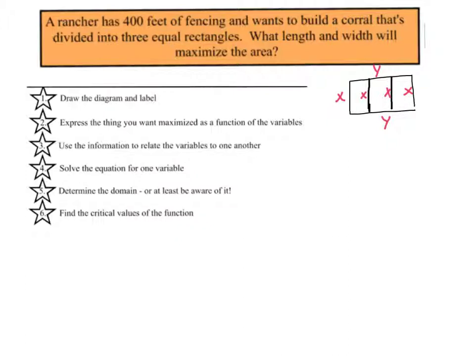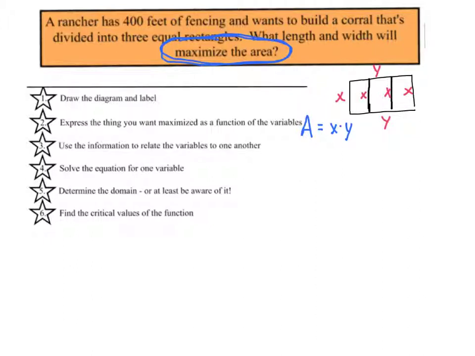Okay. Next, I'm going to express the thing I want maximized as a function of the variables. Well, I'm trying to maximize the area. Oddly enough, this is always a hard step for people because we play with a couple of different equations in optimization. We need to make sure we know what is the equation of interest, what's the thing I'm actually trying to solve. And that is area here. So area is equal to, in our case, x multiplied by y. Okay? I'm going to leave it at that point.